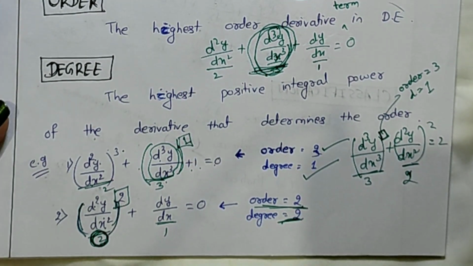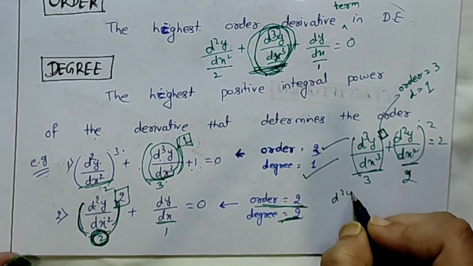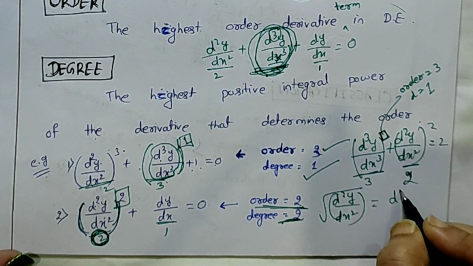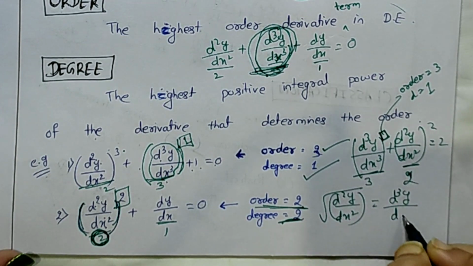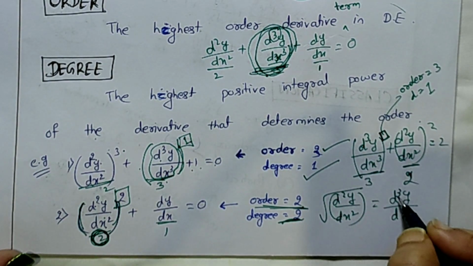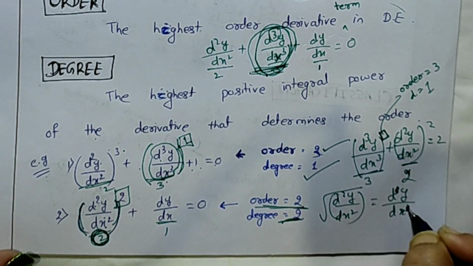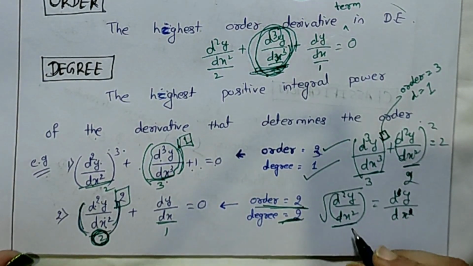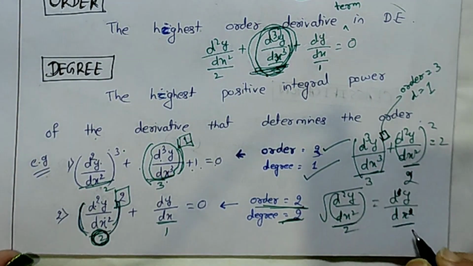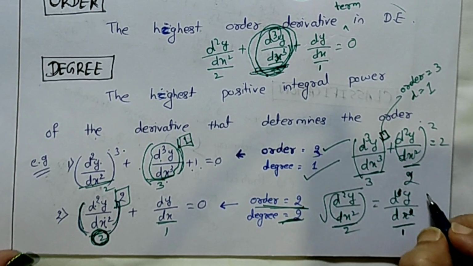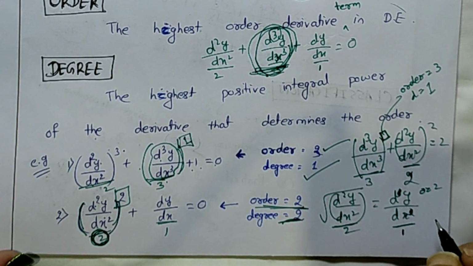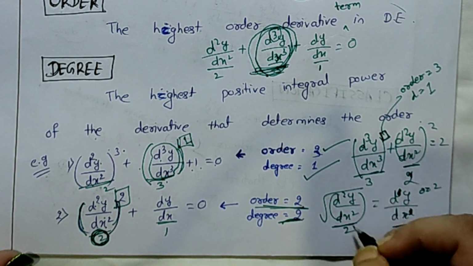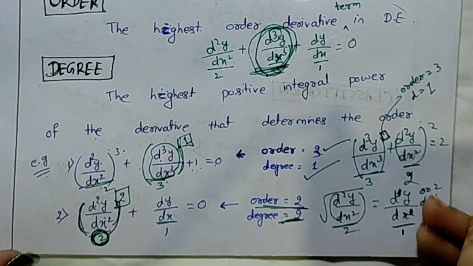Okay, let's have one more example. Square root of d square y by dx square is equal to dy by dx, for some better understanding. So you can say this is order 2, this is order 1. So the order of this differential equation is 2. What is the degree? This is a root, that means power 1 by 2. Can I write degree as 1 by 2?